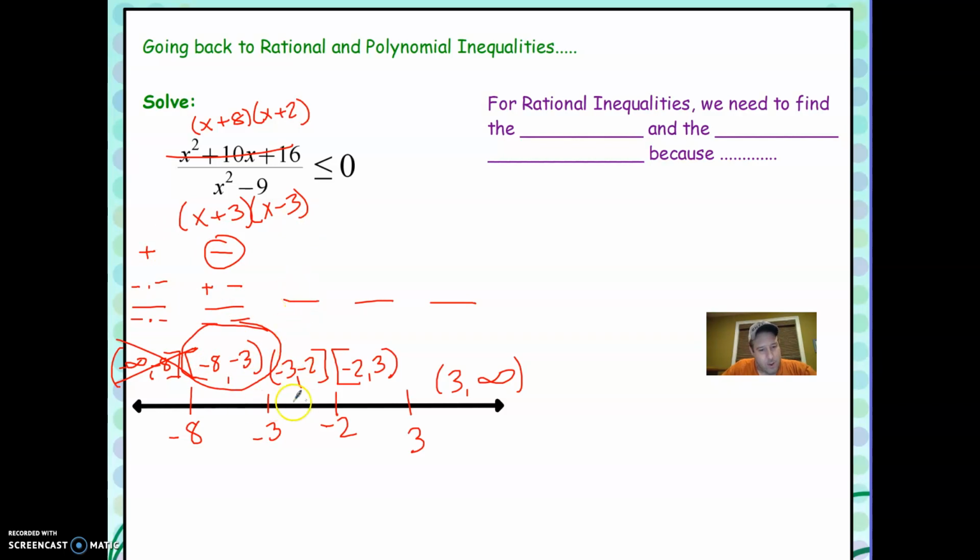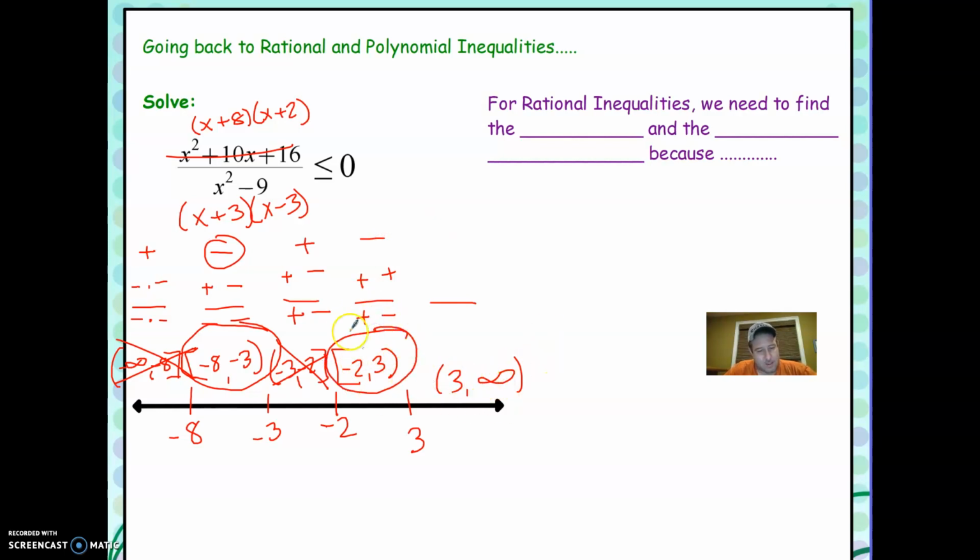All right, I go to the next one. What's in between -2 and -3? -2.5. -2.5 would be positive, negative, positive, negative. Okay, so that's a negative divided by a negative, which is a positive. That's not a part of our solution. In between -2 and 3 would be 0. That's positive, positive over positive, negative. So a positive divided by a negative is a negative. So this is a part of our solution.